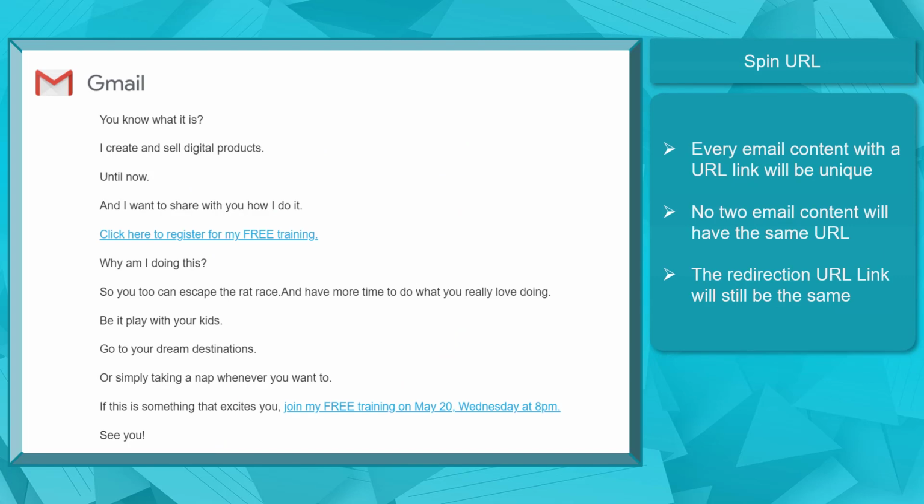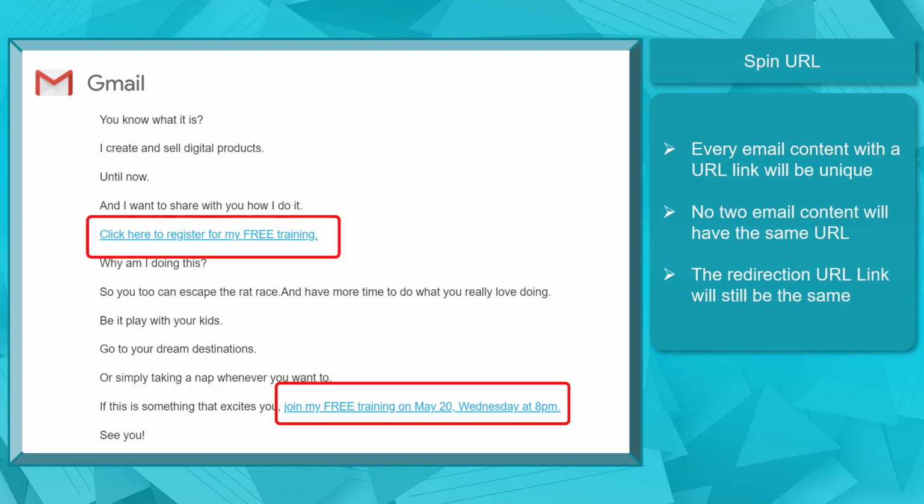Not only your email headings and content will be unique, but also the URLs that you sent out in that email. Every email that contains a link or a URL to redirect your subscribers to a website, MailEngine will generate a different URL characters for that email subscriber, but the redirection will still be the same. If you include a URL to a landing page, your subscriber will still be redirected to the original URL link of your landing page, even if MailEngine has generated a different URL in their email.